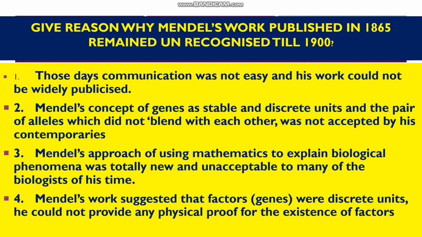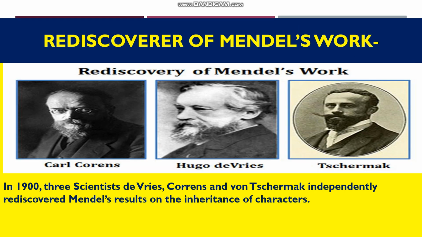One is that communication was not easy and his work could not be publicized. Another reason is that the concept of genes as stable and discrete units, and that the pair of alleles did not blend with each other, was not accepted by his contemporaries. Also, his approach of using mathematics to explain biological phenomena was not accepted by the biologists of his time. And there was no physical proof for factors or genes. So for these reasons, Mendel's work remained unrecognized till 1900.